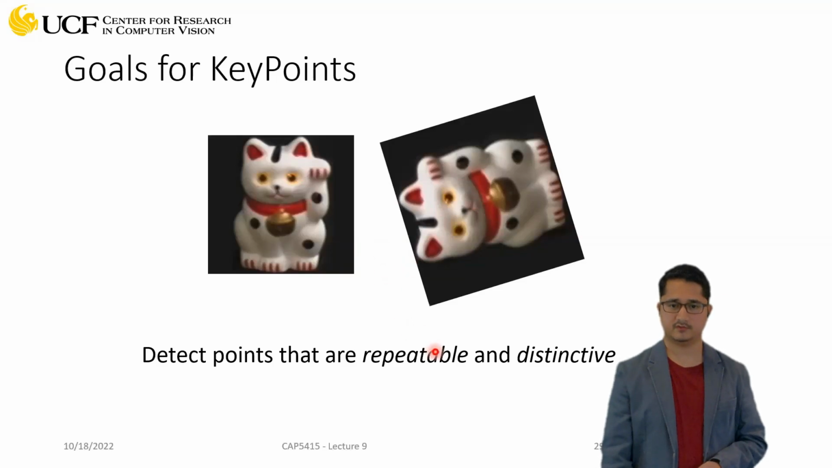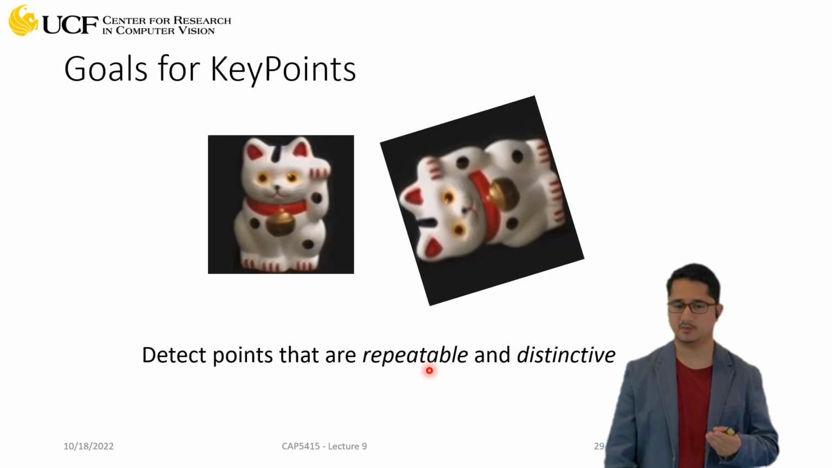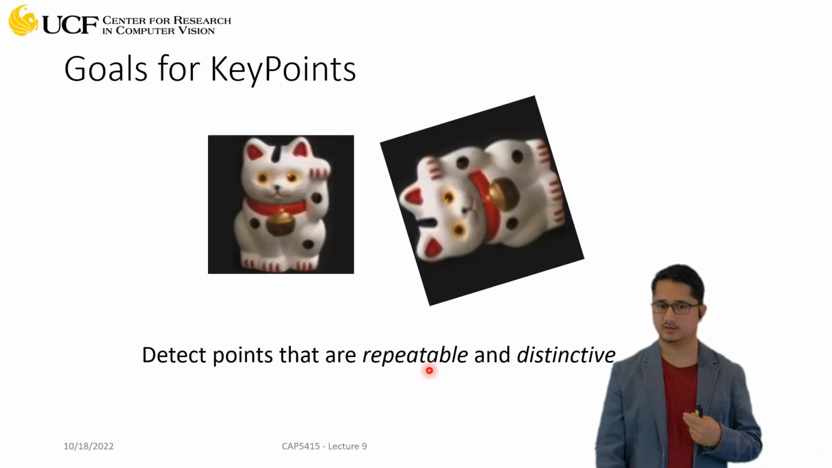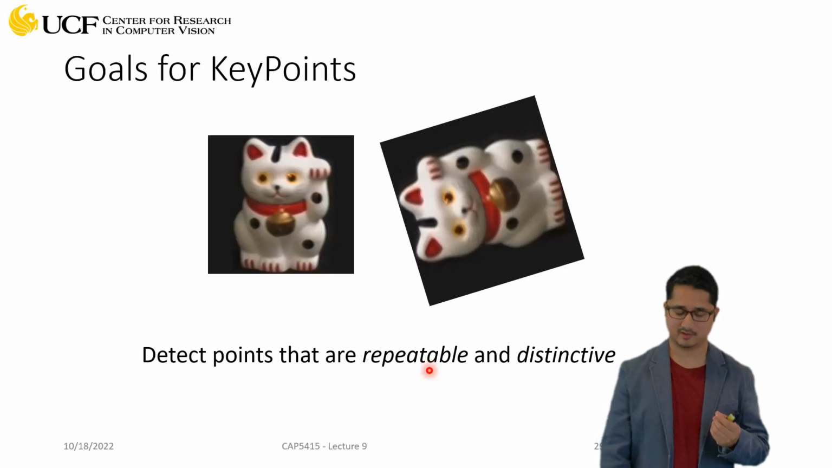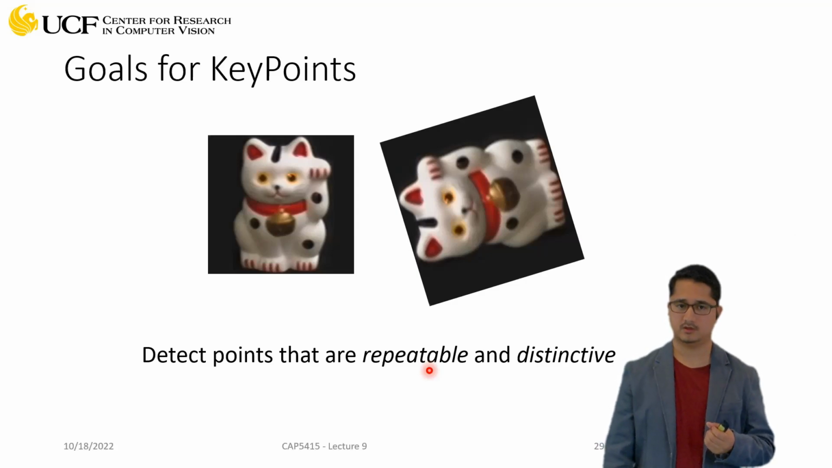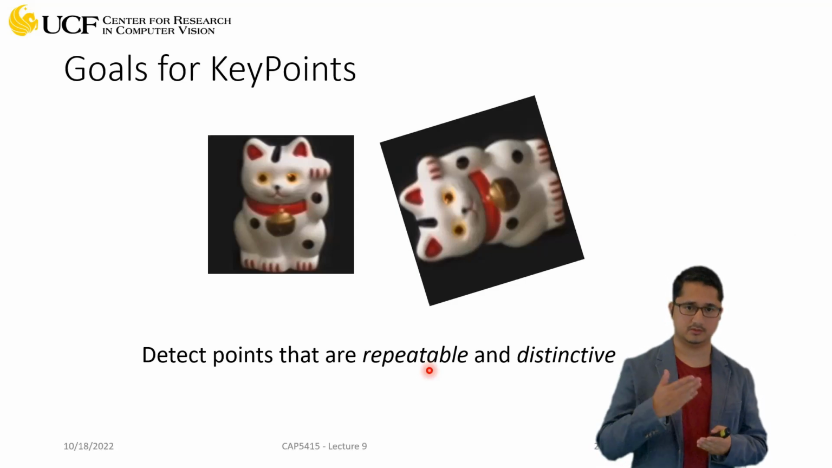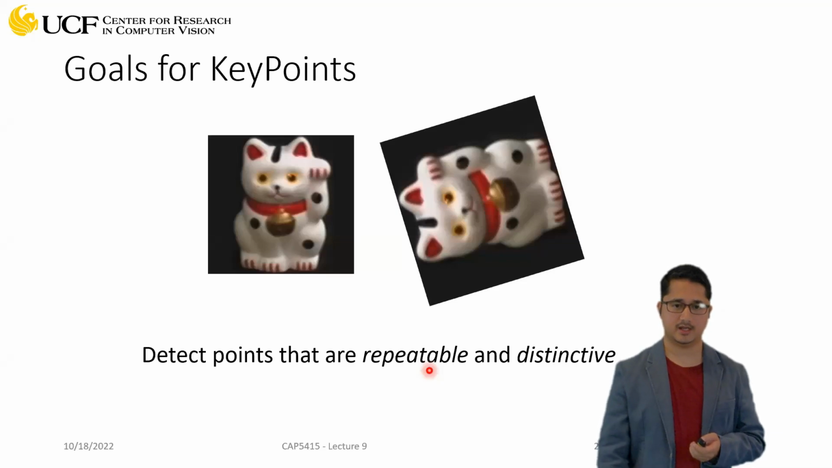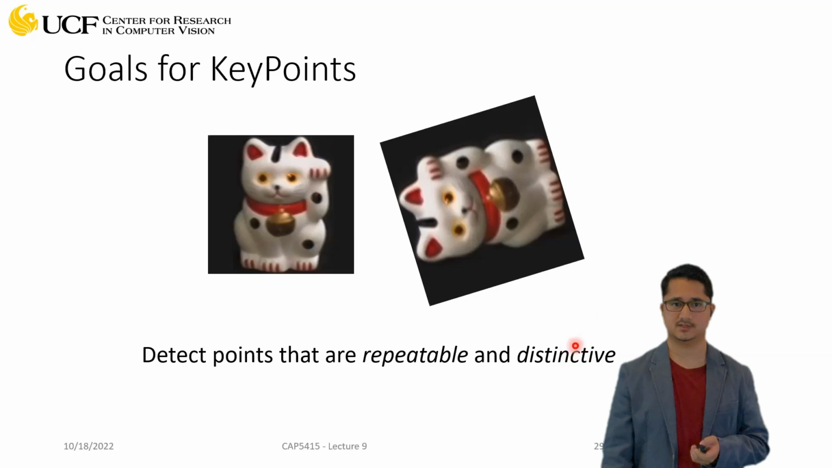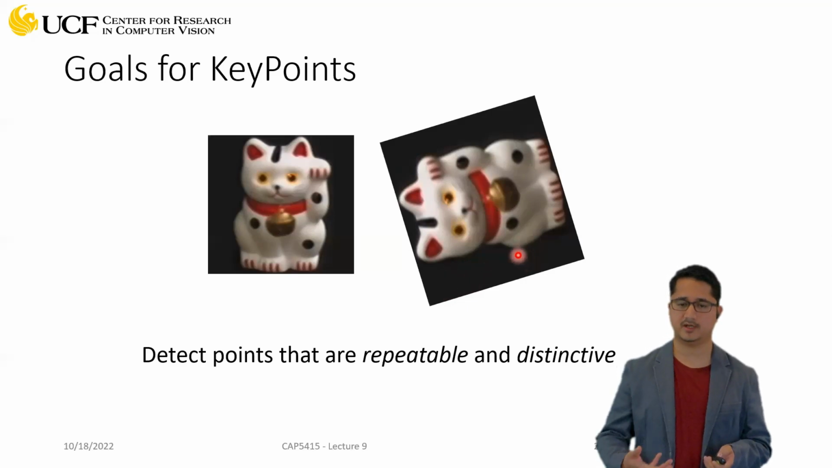Now the first property which we discussed was repeatable. We want these key points to be extracted exactly the same way as it was done in the first round. So it should not change. Okay, and we want these points to be distinctive. That's one key property of these key points. Because if you choose these dark regions here as key points, then it's not distinctive.